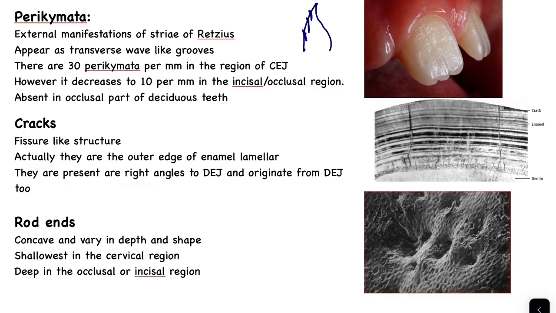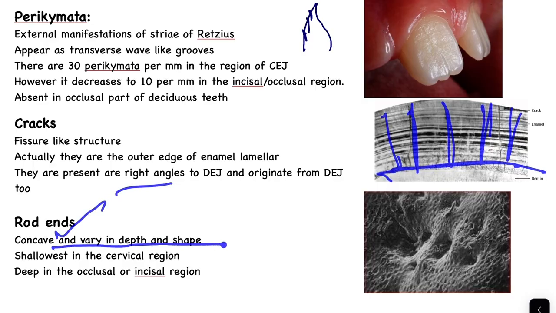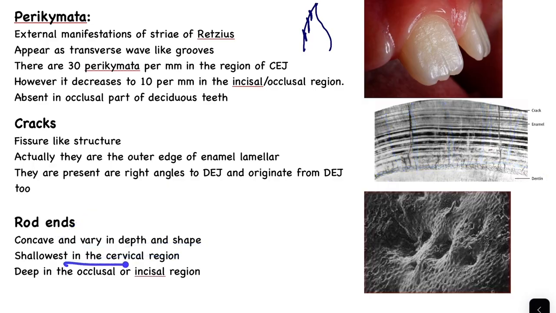Okay. So basically cracks are gaps in the enamel, and they are present on the outer edge. They are present at right angles to the dentinoenamel junction. So if this is a dentinoenamel junction, they'll always be perpendicular to the DEJ. Rod ends. They are concave and vary in depth and shape. They are shallowest in the cervical region and deepest in the occlusal region.